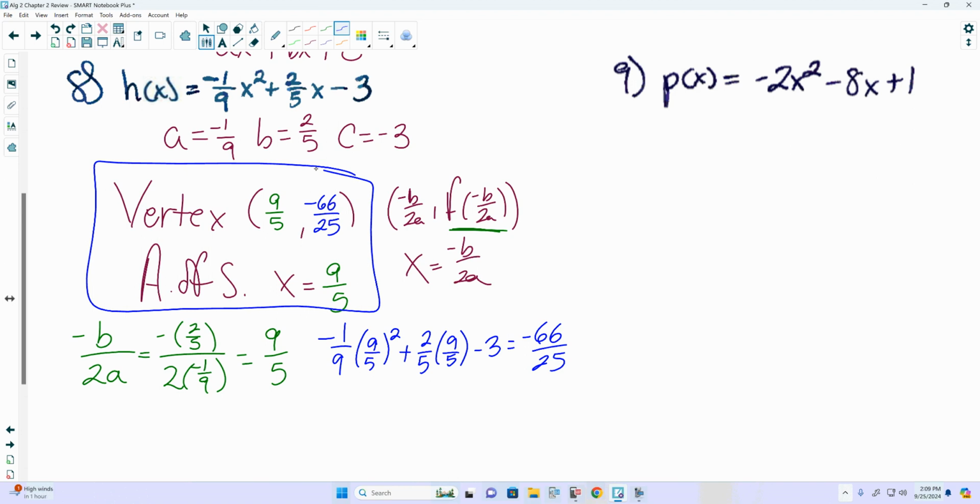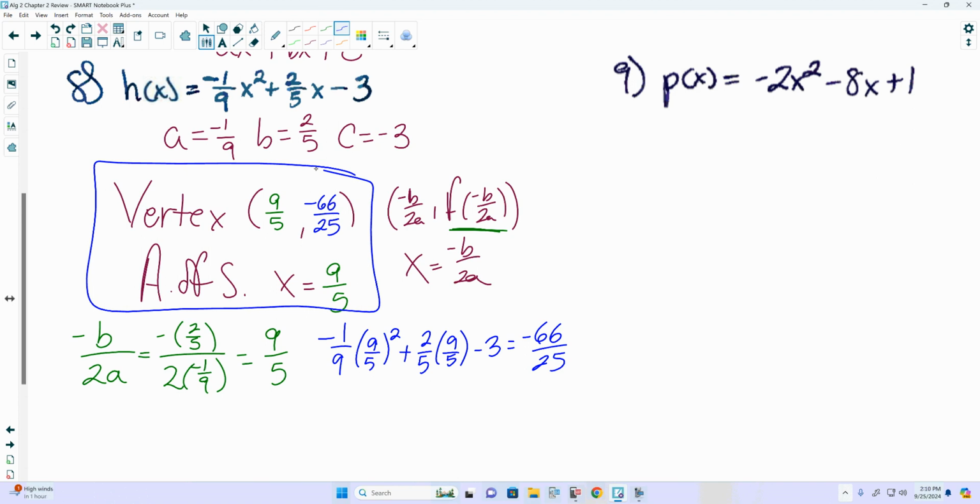Number 9 would be the exact same thing. B would be negative 8, so negative negative 8 over 2 times negative 2. We get our value there, plug it back in to find the other value of the vertex. Questions on 6 through 9?